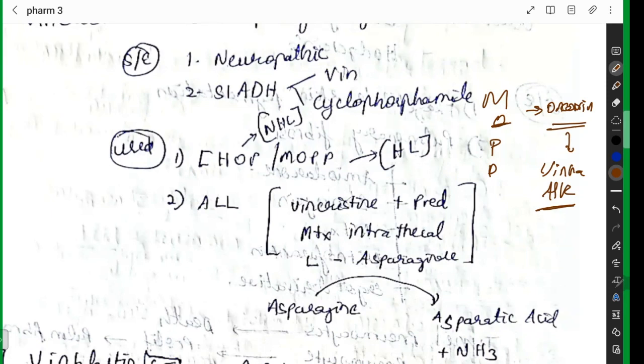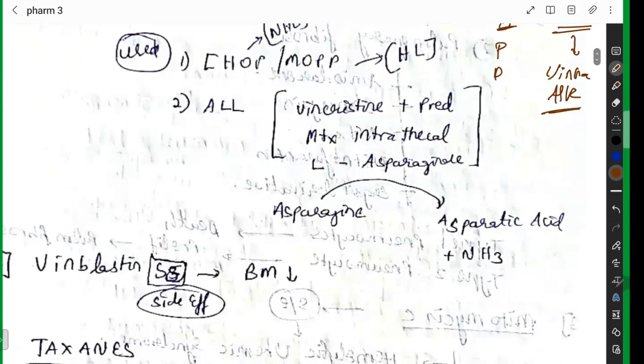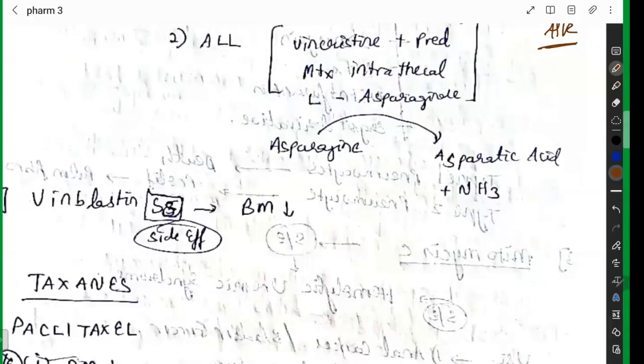Now moving on to talk about your vinblastine. Vinblastine and vincristine are the same. But in vincristine, what is the problem? You have neuropathic pain, and you are going to have SIADH. But that too will not be present in vinblastine. Vinblastine causes bone marrow suppression. Now that's all about your vinca alkaloids, which prevent polymerization or spindle formation.